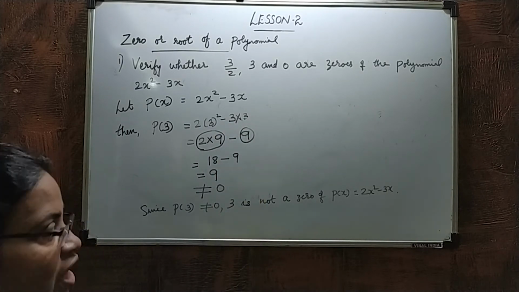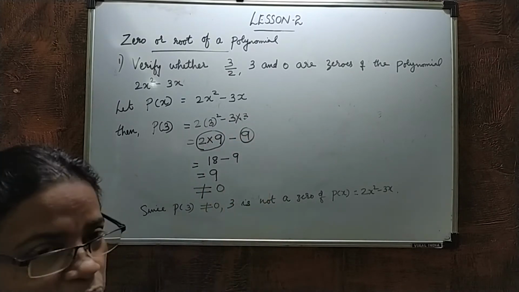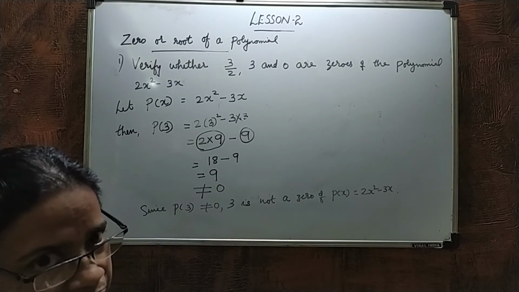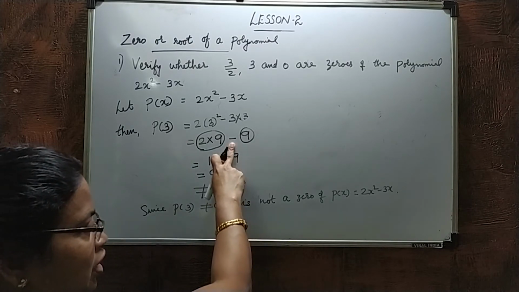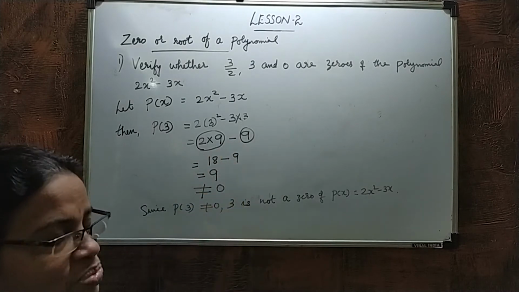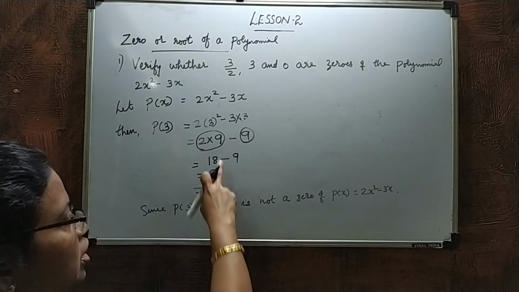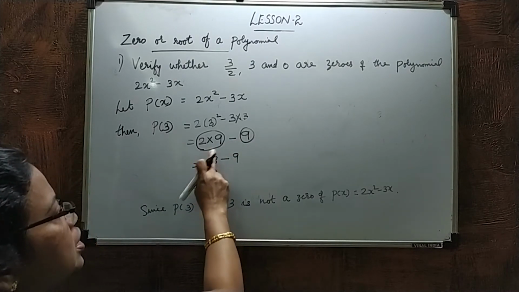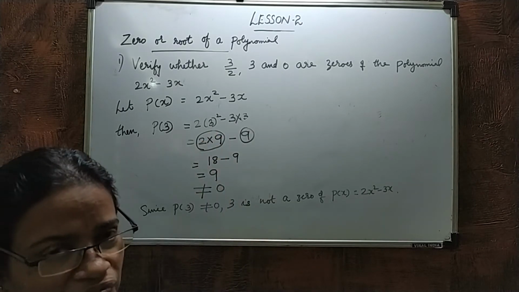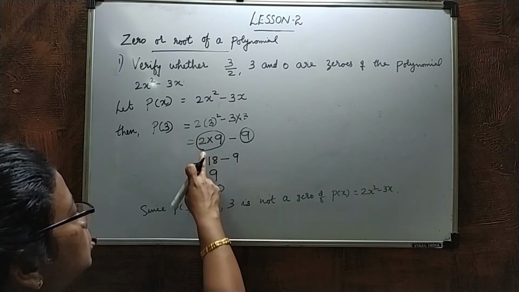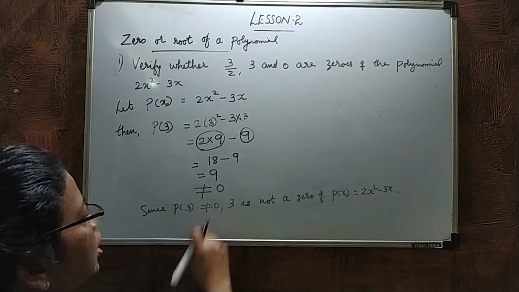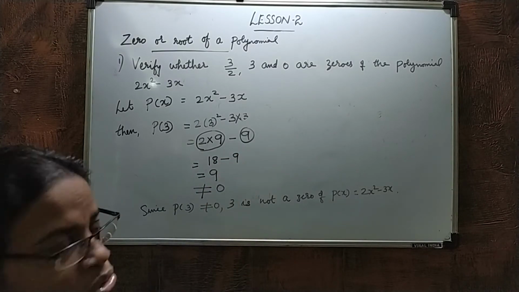Some of you will just cancel this 9 and 9. Then it will be very wrong. Since there is minus or plus between them, please don't cancel between these two. Here this is multiplication, that is one family. Okay, so it is 2 into 9 is 18 minus 9. You will get the answer 9, not equal to 0.